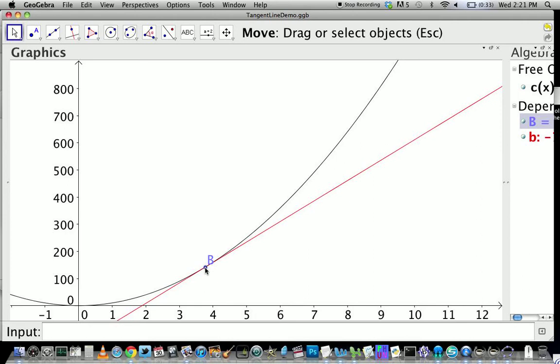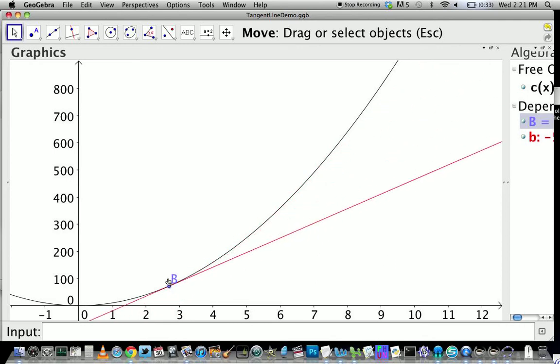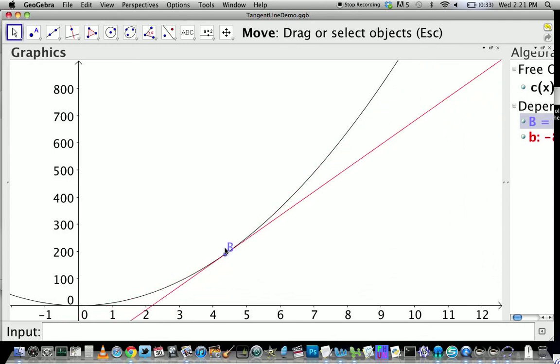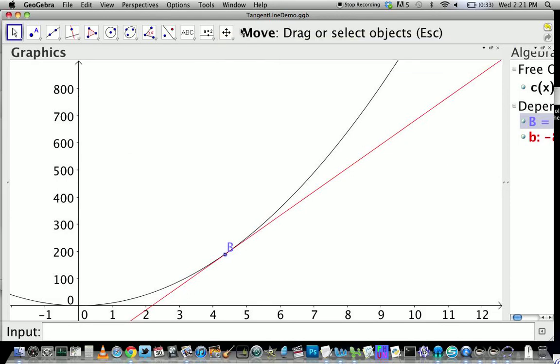And think back to what we know about constant velocity motion, the graphs that we've seen of position versus time for constant velocity motion. So hopefully this gives you a better idea of how tangent lines can be useful and how to make them on your own.